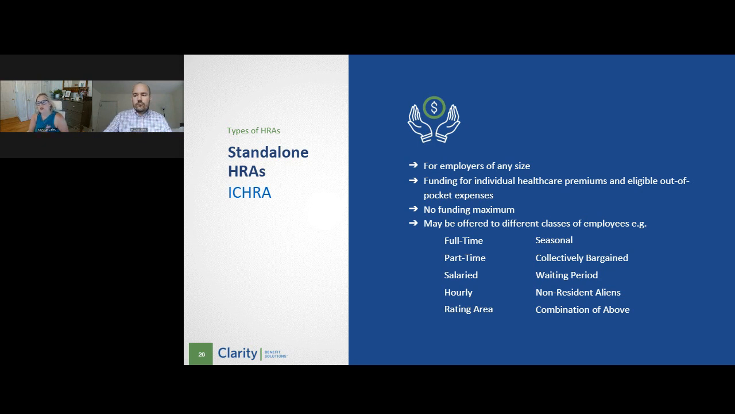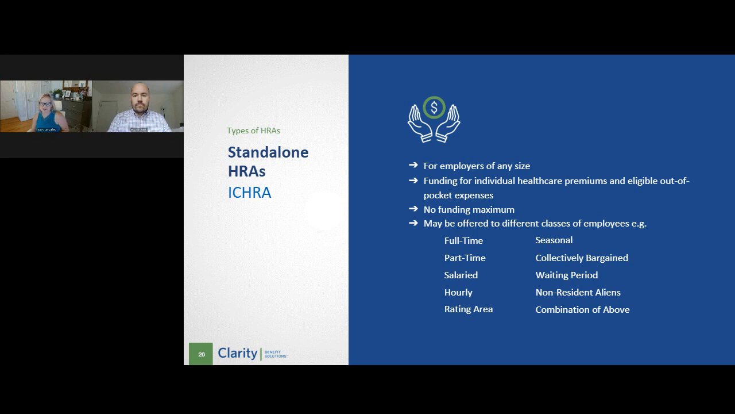This slide shows some of the ways that employees can be classed, such as full-time or part-time. So, for example, an employer can offer full-time employees a group medical plan and part-time employees an ICHRA. However, employers may not offer employees in the same class a choice between group health insurance and the ICHRA. And an ICHRA must be offered on the same terms to all employees within a class, with some exceptions, which Eddie will discuss. So there is a great deal of flexibility with the ICHRAs.